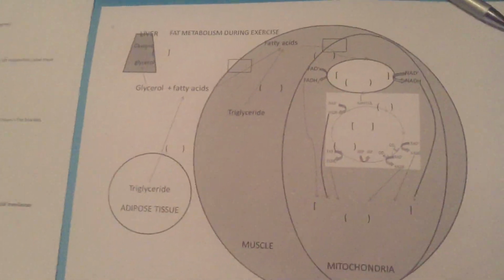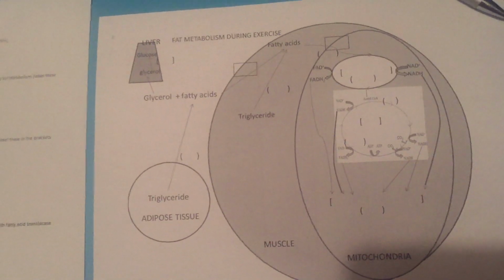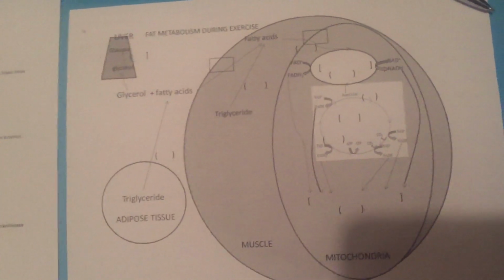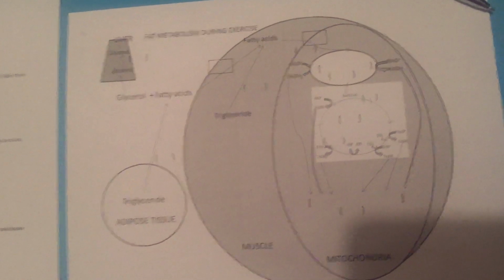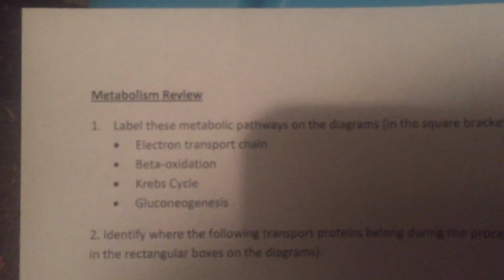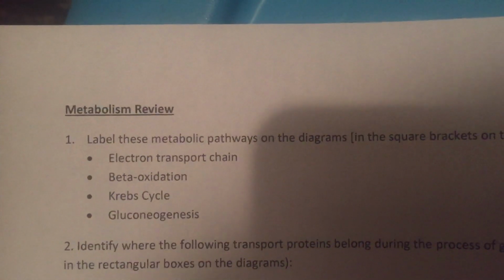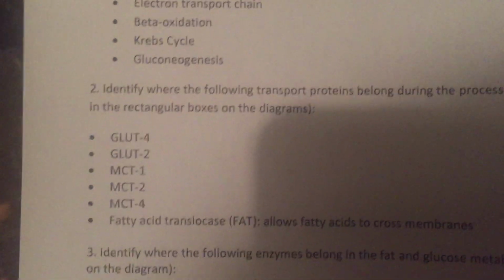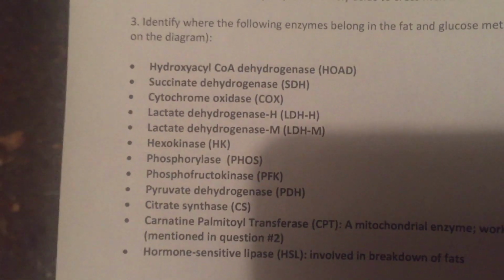So for this class, what I'm doing is I'm going over those problems that I gave out last day. So we went over carbohydrate metabolism last day. Today I'm going to go over fat metabolism and help you to fill in this diagram that I posted for you using these questions. So the first question asked to list the metabolic pathways in the diagram. I've got them listed there. Second question had to do with transport proteins. And the third question had to do with a bunch of enzymes. So we're going to try to put all those onto the fat metabolism picture here.